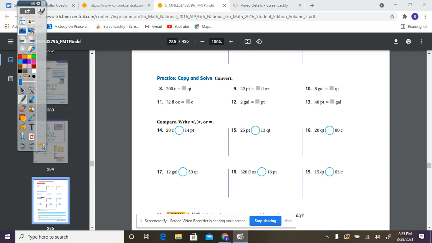So I have units of C and PT, so that means cups and pints. Which one's bigger? Pints are bigger, so this is the one that I want to convert. I'm going to leave the 28 cups alone. And you need to think, how many cups are in a pint? There are 2 cups in 1 pint. So since I'm going from big units to small units, I'm multiplying 14 times 2, which is 28. So I just changed that to 28 cups. That means that 28 cups and 14 pints are actually equal.